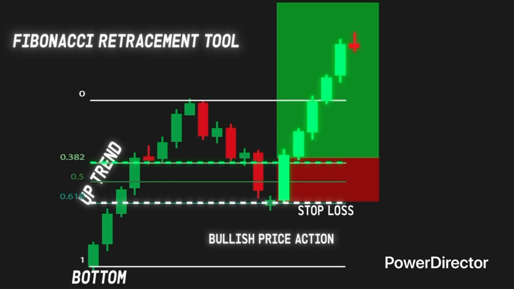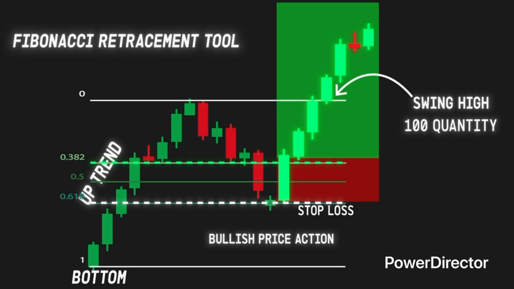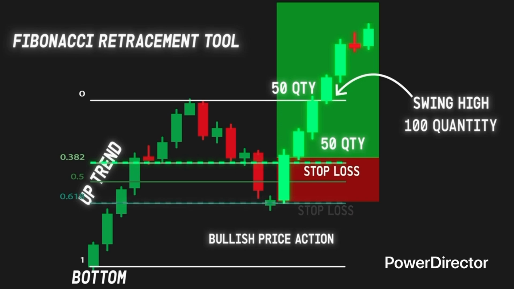After entering this trade, your target should be at least a 1 to 2 risk-to-reward ratio. However, until the price breaks the recent swing high with a strong breakout candle, you should not enter the trade with your full quantity. For example, if you're going to enter this trade with 100 quantity, you should first enter with half the quantity. As soon as the price breaks the recent swing high, you can enter the remaining quantity at this level and adjust your stop loss to your entry level.